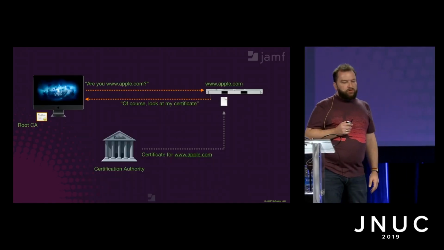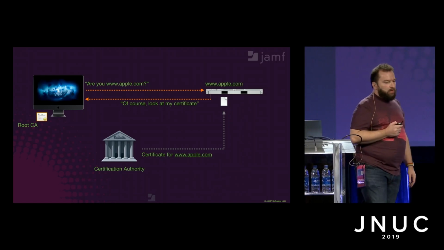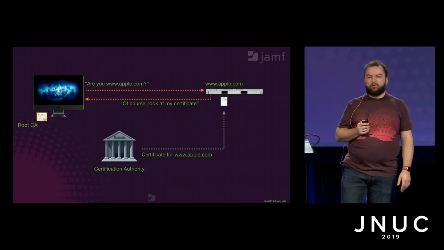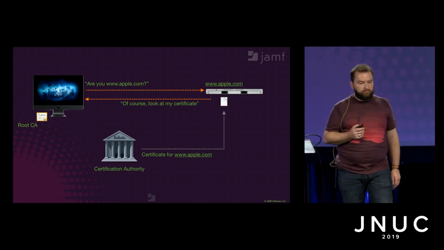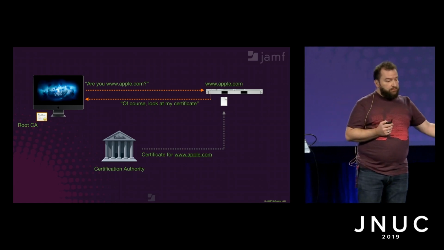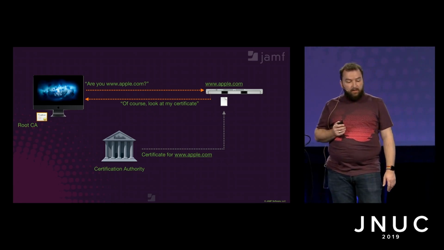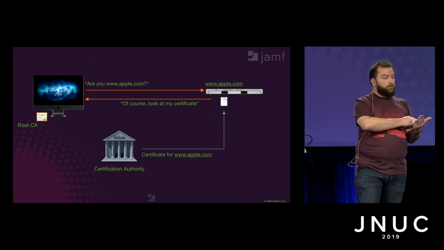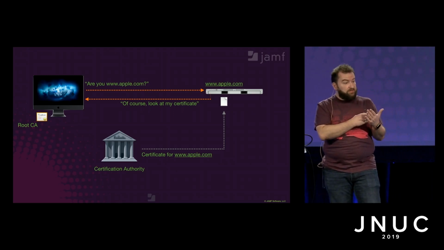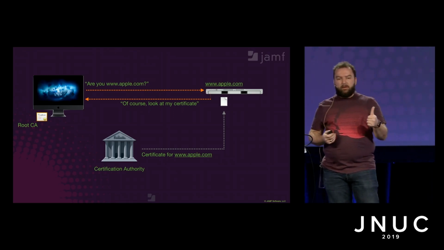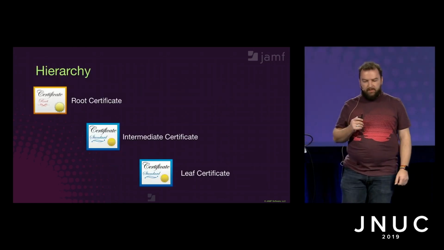So let's say you're going to a website and say, hey, I'm going to www.apple.com, but how do I know that it's really www.apple.com? Let's ask. And so we ask the website, it sends us the certificate, we can look at it, we can see that it was issued by a specific certificate authority. We can compare it with the list of known certificate authorities we have in our system that we trust, and say, well, they match. Apparently, I'm in the good place.